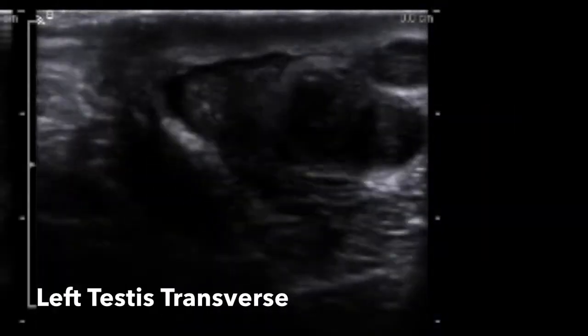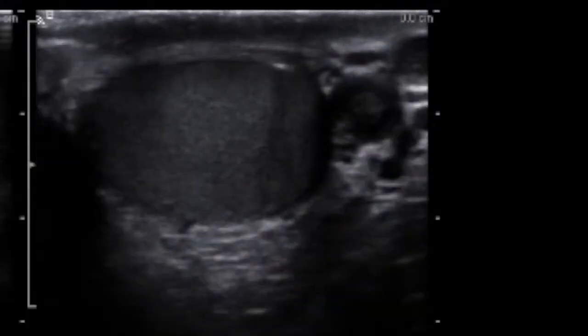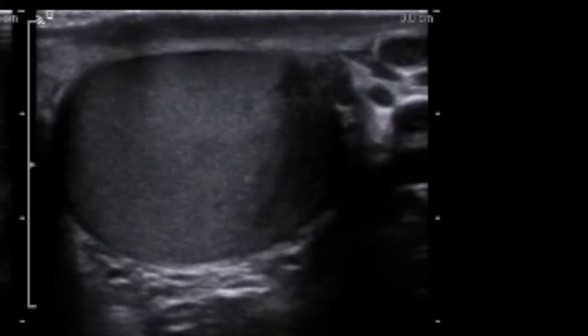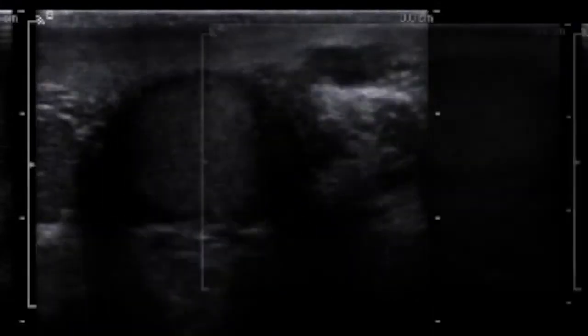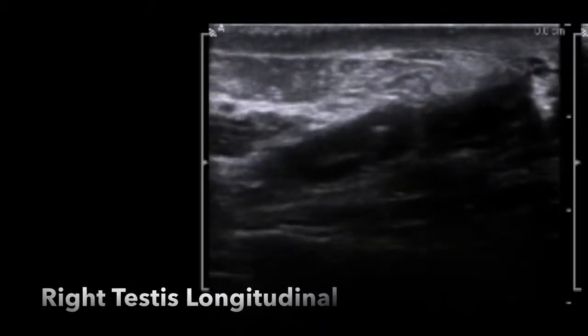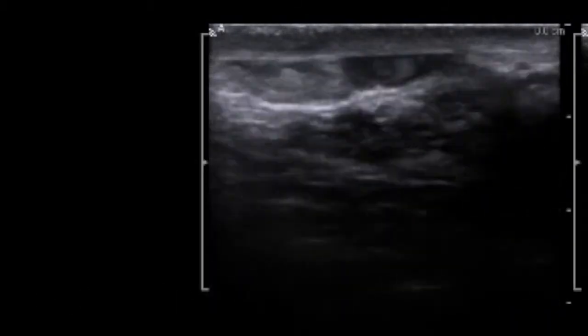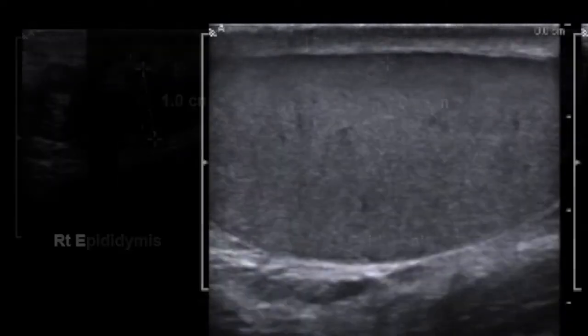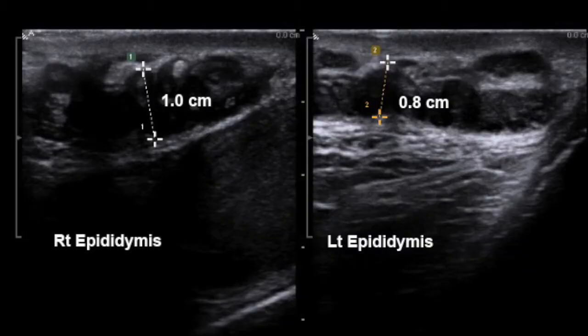Ultrasound was requested due to his azoospermia and history of palpably full epididymis bilaterally. The left testis transverse survey scan demonstrated an enlarged epididymis. Right testis survey scan also demonstrated an enlarged epididymis. The anterior-posterior measurements were approximately 1 centimeter on the right and 0.8 centimeters on the left.